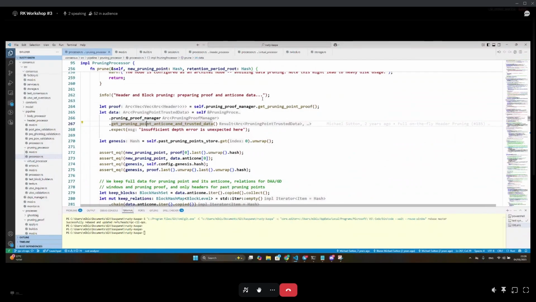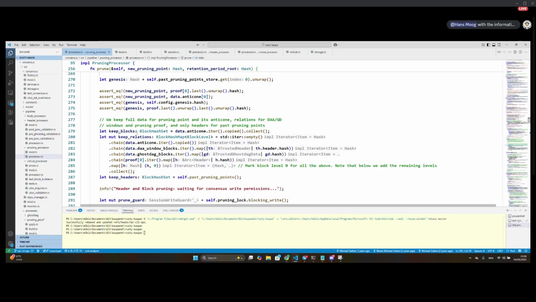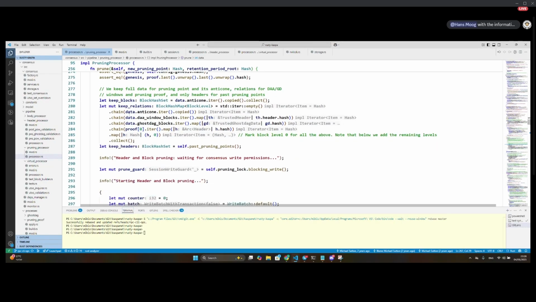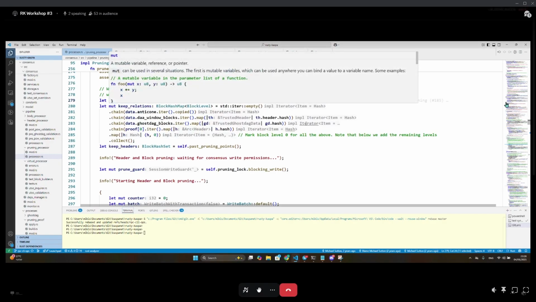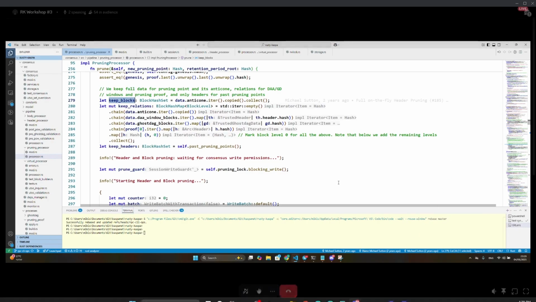So that's what we need to keep. Okay, so keep blocks. We keep a few block hash maps which indicate what keep blocks mean. All the blocks we want to keep full body for, including transactions. Then there's keep relations, where we don't keep the block body, but do keep all the topological relations, the DAG structure.